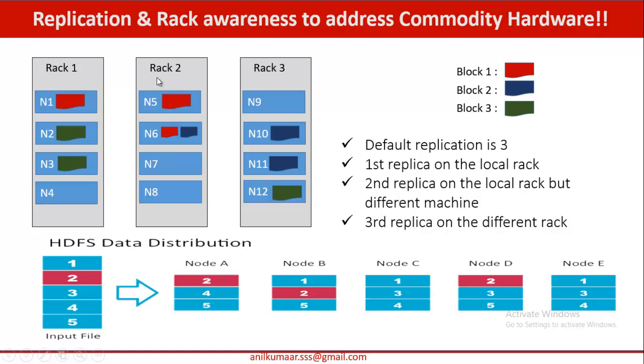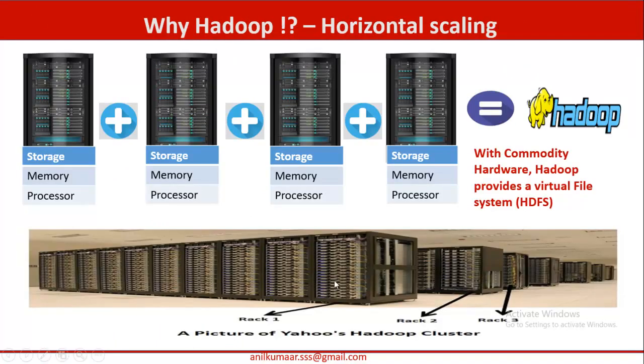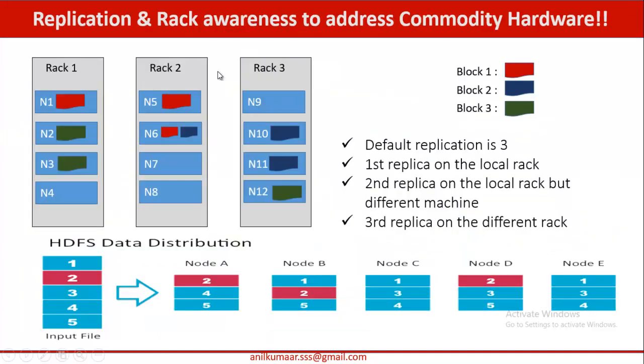For example, look at this, this is my rack 1, rack 2 and rack 3. Those who have no idea about a rack, just visit this slide. Here you can see the machines. Similarly, I'm having 3 racks here, rack 1, rack 2 and rack 3, and I'm having some 12 nodes or machines, it's up to you what you call them. So node 1, node 2, node 3, node 4, I'm having 4 nodes in rack 1, 4 nodes in rack 2 and 4 nodes in rack 3.